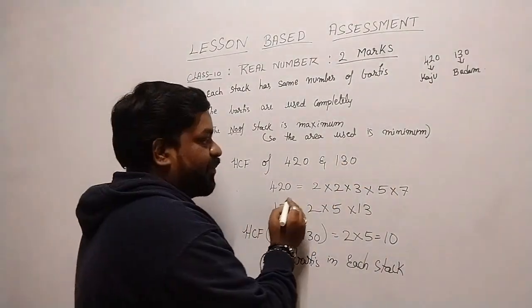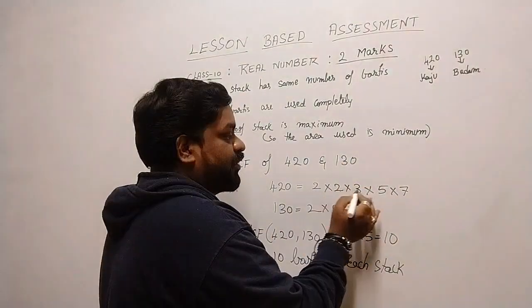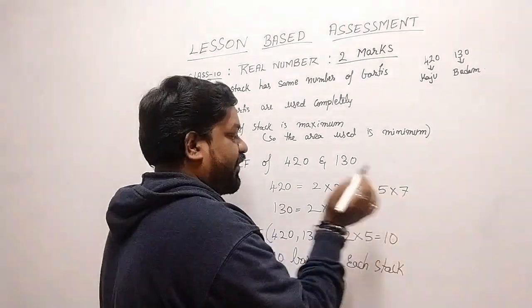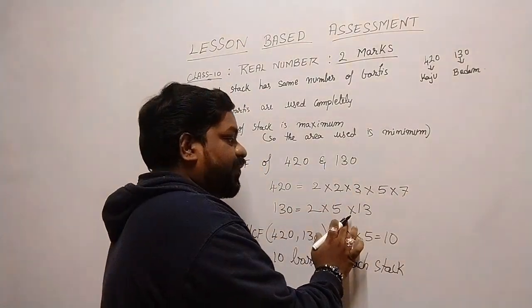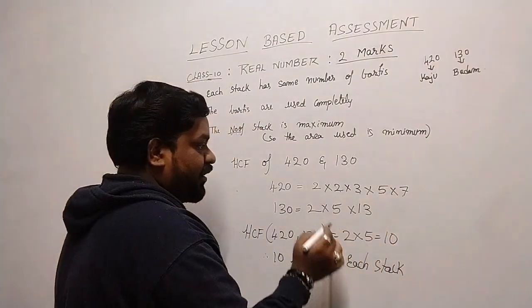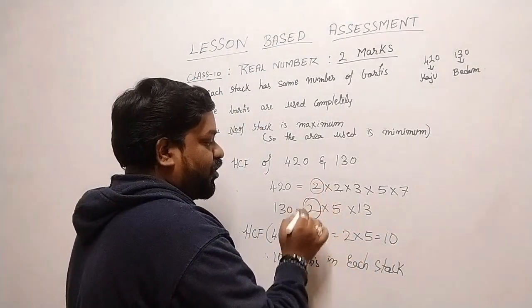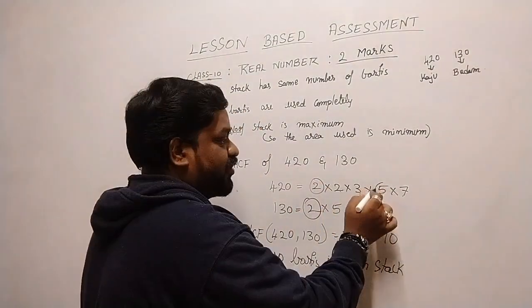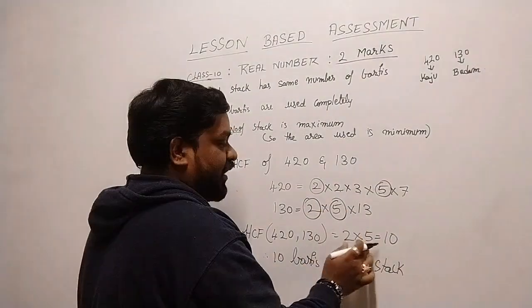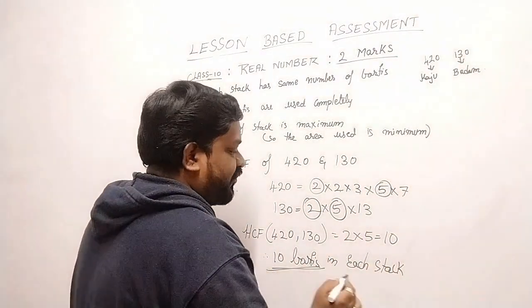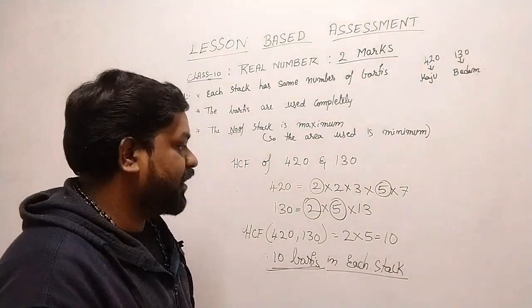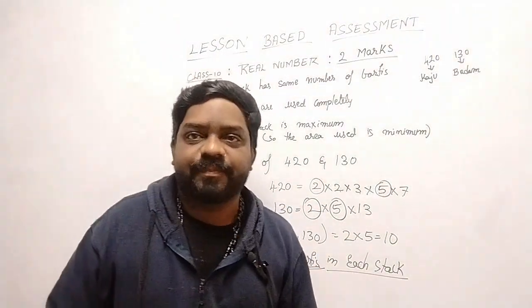So 420 can be written as 2 into 2 into 3 into 5 into 7, and 130 can be written as 2 into 5 into 13. Now the highest common factor here is 2 and 5. 2 5s are 10. Therefore 10 burfis can be placed in each stack.